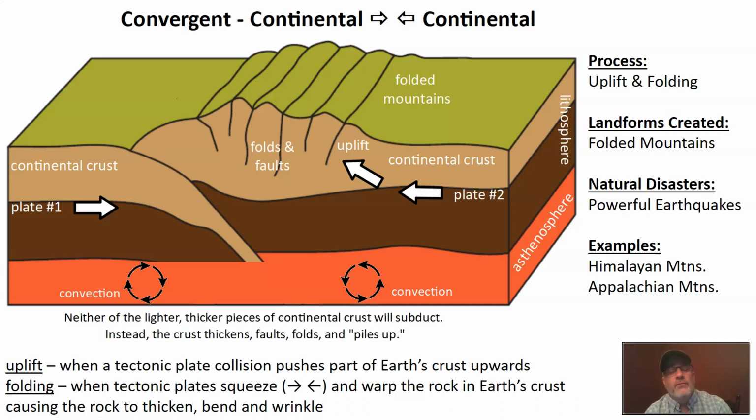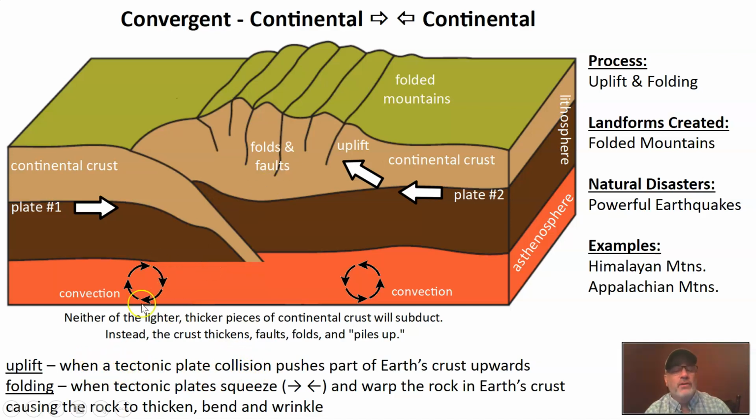Okay, now, these are very slow collisions, just like all other plate boundaries. But when we have two pieces of continental crust come together and collide, we end up creating some of the tallest mountains on our planet, right? And so we call these folded mountains. So let's look at the two processes involved here. And there's actually several processes that I won't talk about.